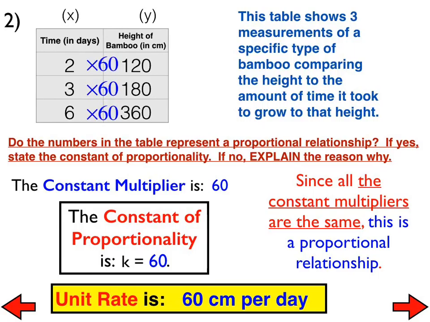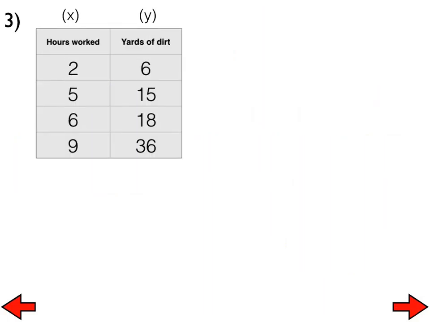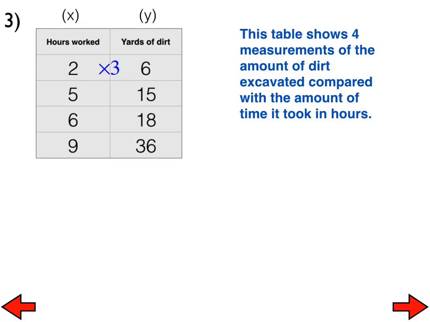Okay? You go ahead and do number 3. 2 times what is 6? 5 times what is 15? 6 times what is 18? 9 times what is 36? Very nice. Are they all the same? No. They're not all the same.